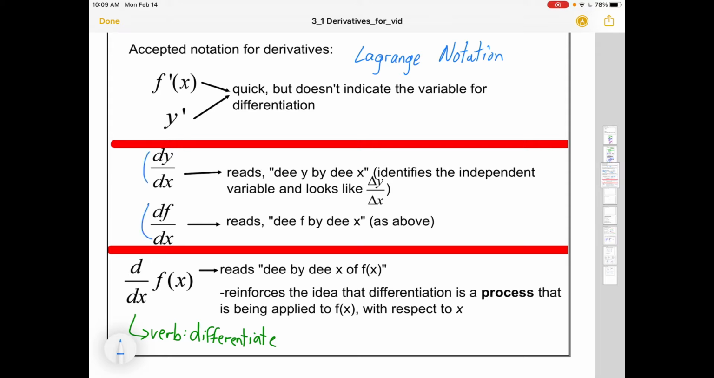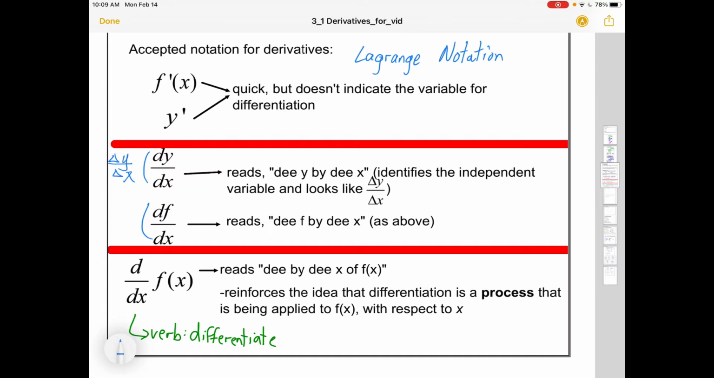Here, these ones here look a lot like slope, right? Change in y over change in x. So it reads dy by dx or dy over dx. It identifies the independent variable. It looks like change in y over change in x. It can help you know the units for your slope, but it still just means the slope of the tangent. And if you had a function, maybe you'd have df by dx.